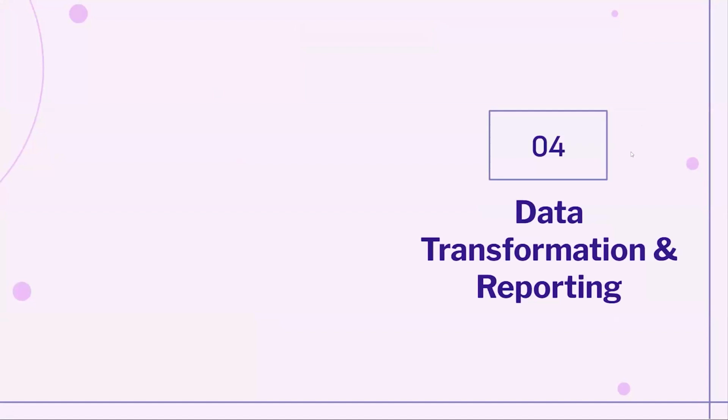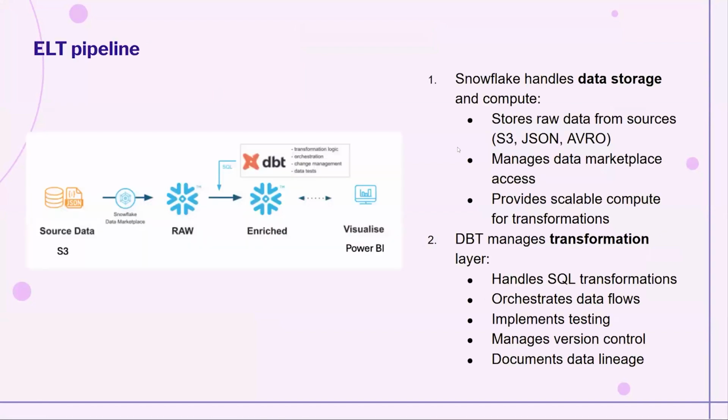Hello, my name is Jasper, and I am responsible for the data transformation and reporting part. Next page, please. And this is my flow chart of the ELT pipeline. First, we import raw data from S3 into Snowflake and use dbt to do the transformation job. And after we get the enriched data, we can analyze it using Power BI. Next page, please.